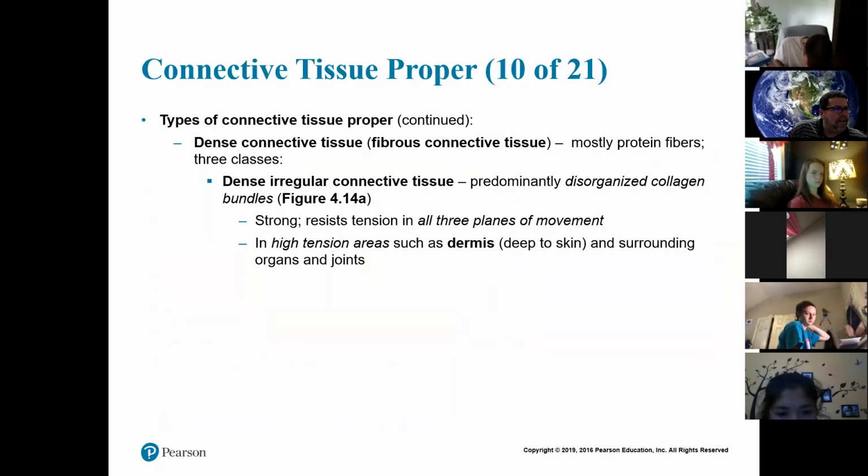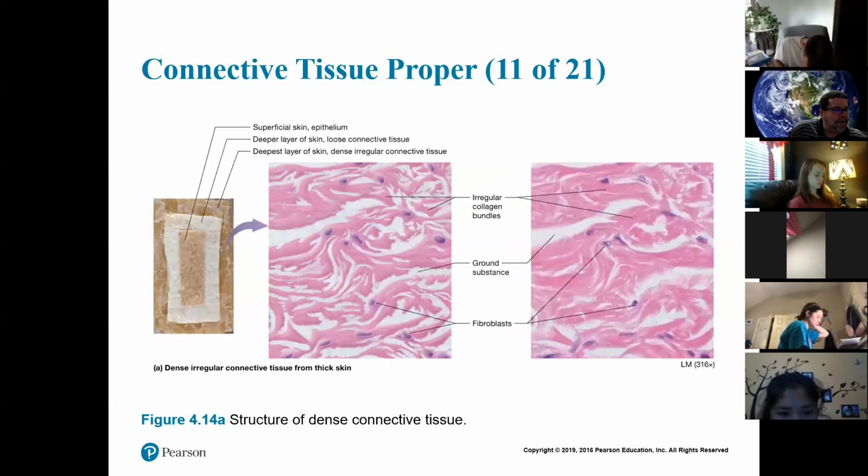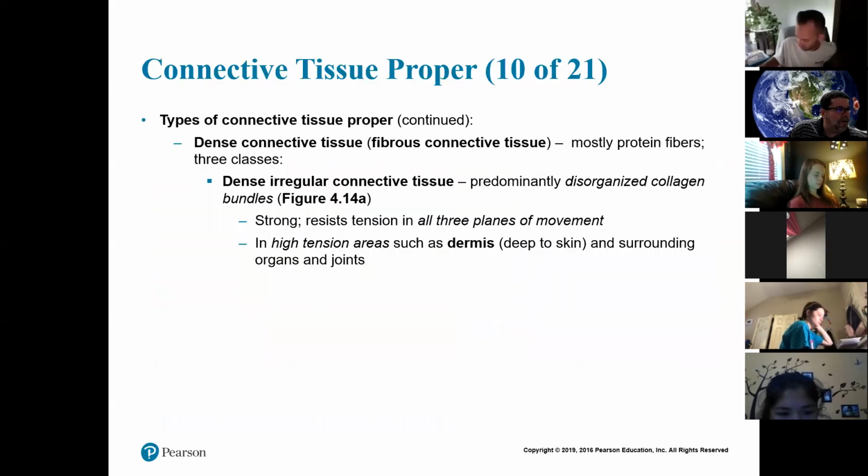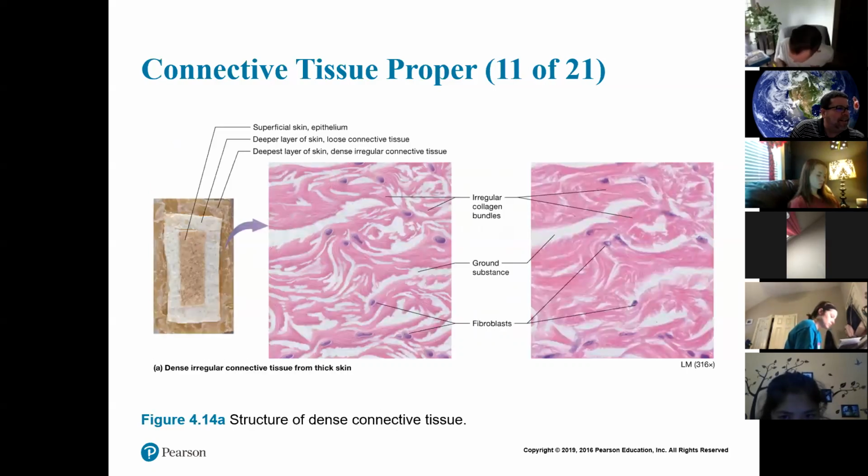Okay. Then we have dense regular connective tissue, or dense fibers. I call it dense regular. And then we have dense irregular. We have two of these, so dense regular and dense irregular. Now I believe the first one here is dense irregular, and this is the tissue right under the epithelium.